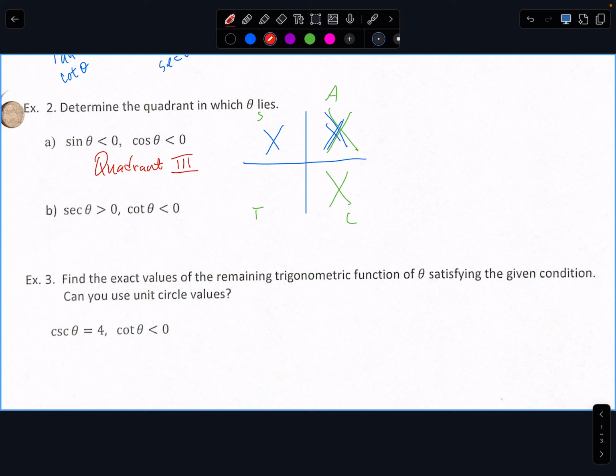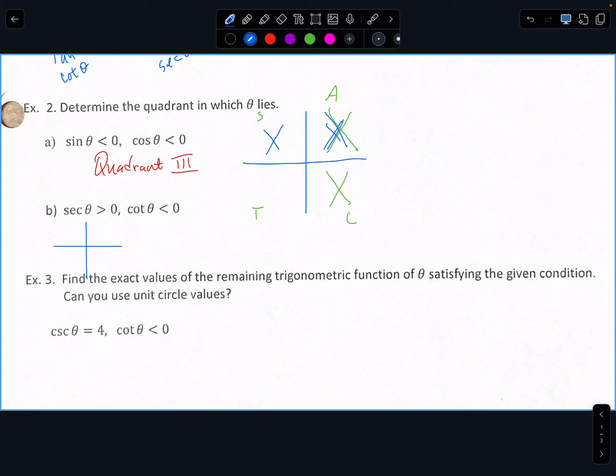Quadrant 3. So similarly, secant is positive. Secant is, yes? If I don't use Roman numerals for the quadrant number? You need to use Roman numerals for the quadrant number. I don't mind you asking.